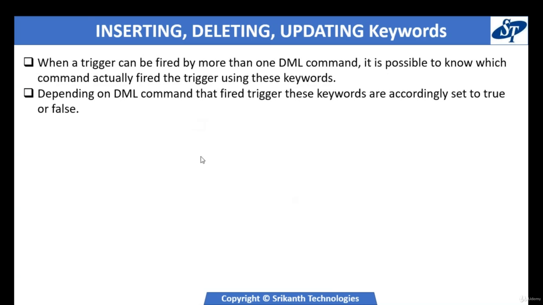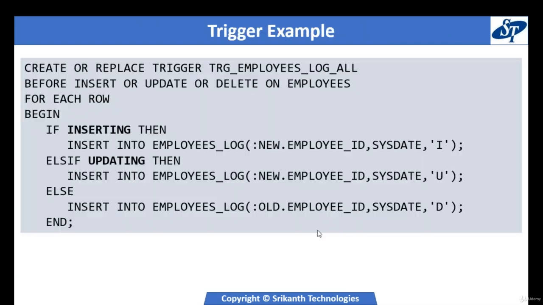So inside the trigger, if you say inserting, it returns true if the trigger is fired because of an insert command. And updating returns true if you are executing an update command and your trigger is fired because of that update. And the deleting keyword will return true if the trigger is fired because of delete. Let's talk about an example related to inserting, updating, and deleting.